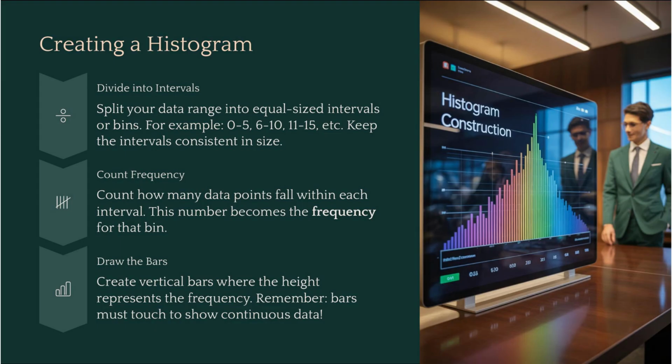To create a histogram, you first divide your entire dataset into intervals of equal size, like 0 to 10, 11 to 20, and so on. Second, you count how many data points fall into each interval. That's the frequency. Finally, you draw a bar for each interval, making the height of the bar equal to that frequency count. The bar's height shows how common that range of values is.